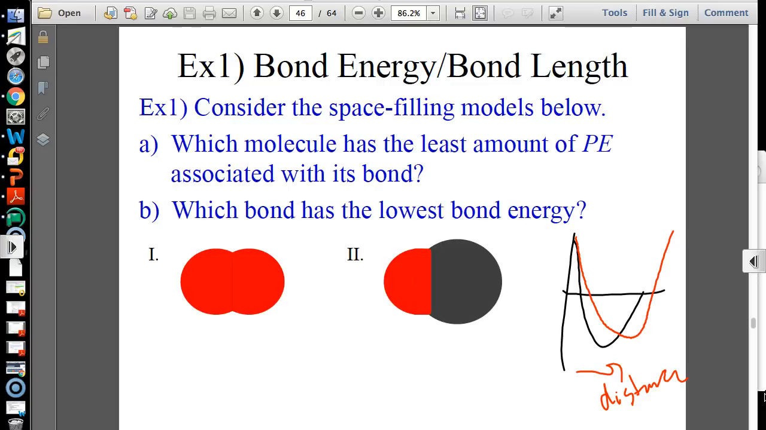And on 2, which bond has the lowest bond energy? What did you get on that one, Courtney? Right, and so if I were to try to rip these apart, I would have to overcome this potential energy here. And so that red line is number 2, and the bond enthalpy would be less. It is less because it's the opposite sign to break it, and this is negative.